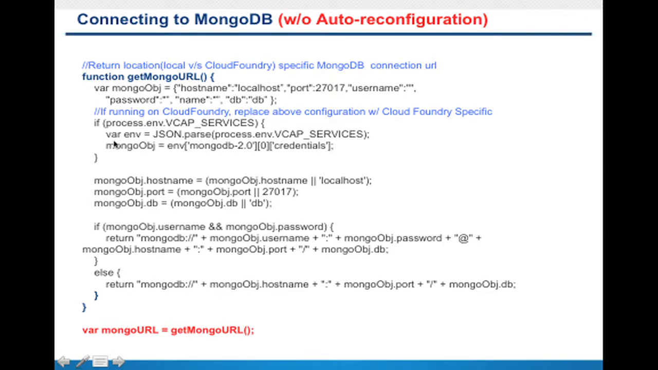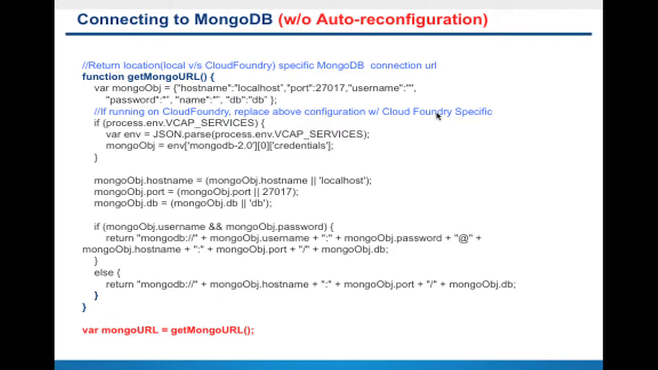So this function checks if the process.env.VCAP_SERVICES variable exists. If it does, then it will start reading the environment variable information from Cloud Foundry, and then it will create a MongoDB connection URL. And depending on where you are running, this function will return slightly different URLs for you to connect to MongoDB.